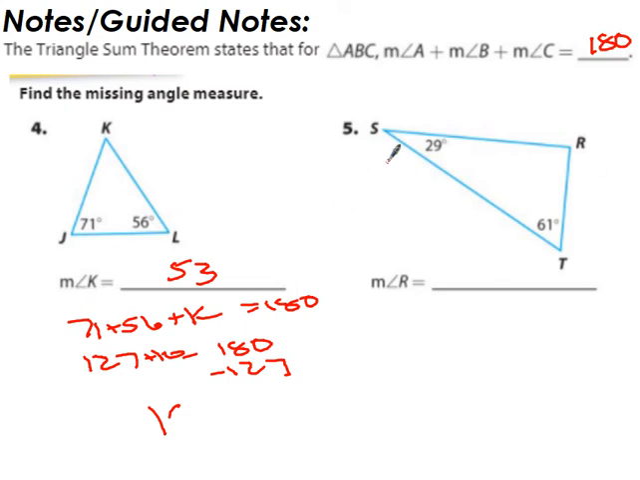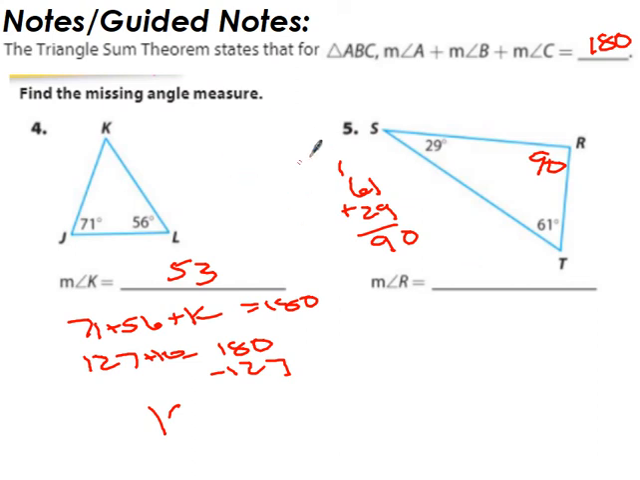Same thing over here. I have a triangle. I know that all three angles of a triangle must add up to 180. So we're just going to do 61 plus 29. It's going to give me 90. Therefore this is a 90-degree angle.